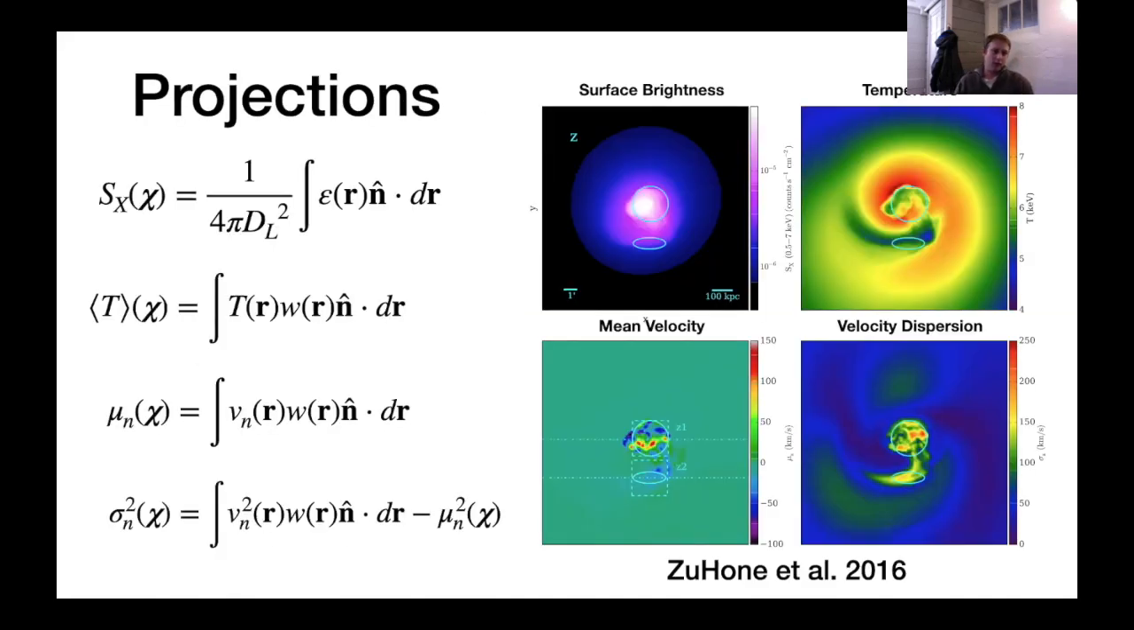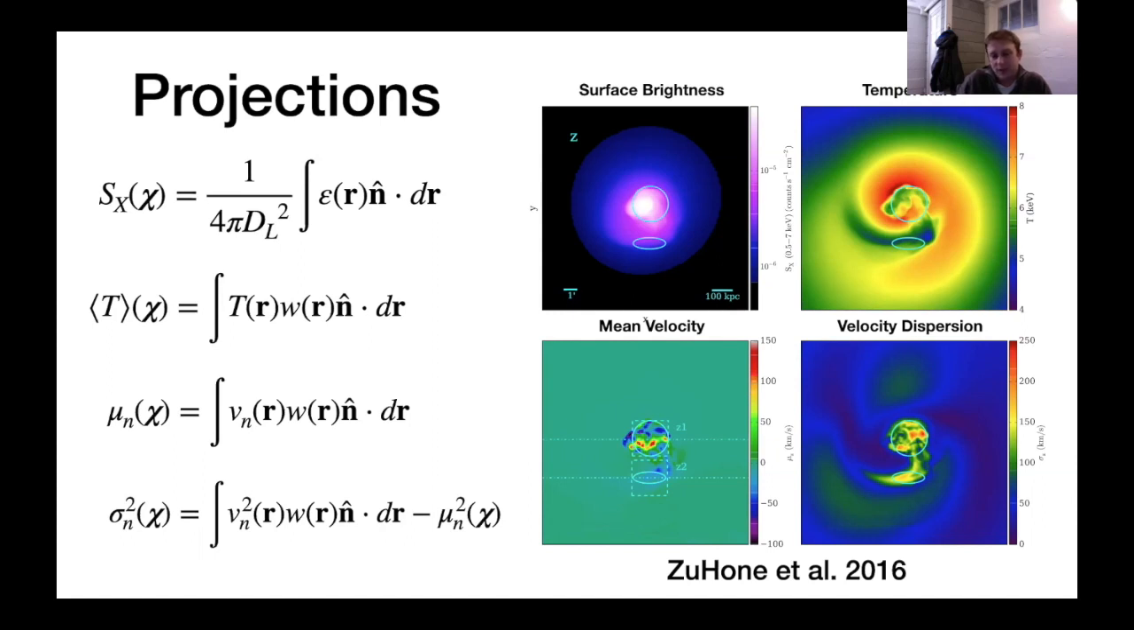So this slide has some math. Some of you are really excited. Some of you might be terrified. You don't really need to worry about the integrals here too much, but basically I just want to highlight that this is what a projection essentially is: we make a projection of, say, X-ray surface brightness or X-ray weighted temperature. And then the bottom 2 panels show the projection of the mean velocity and the velocity dispersion.